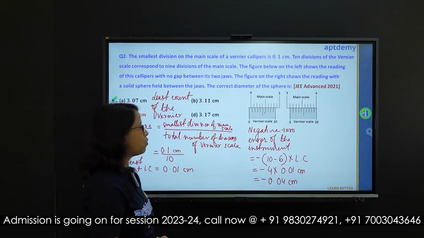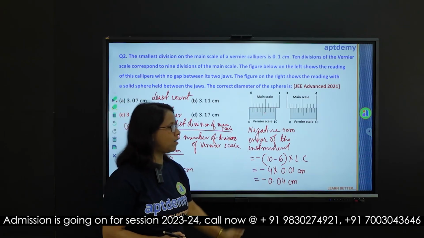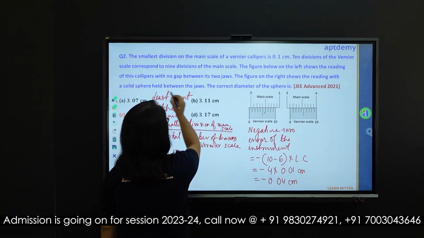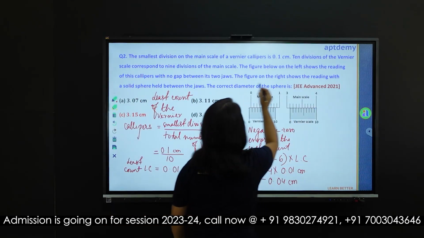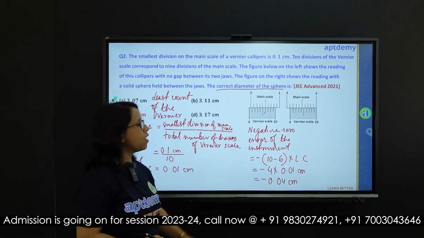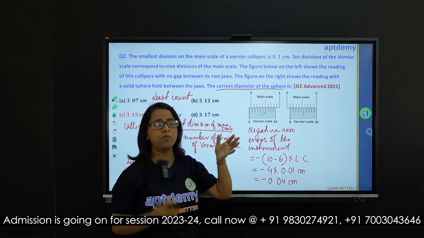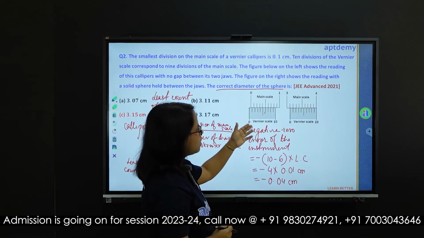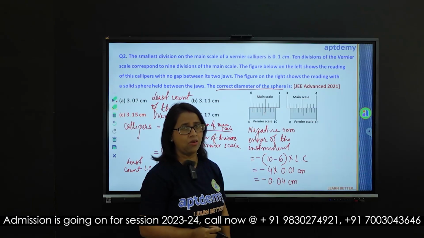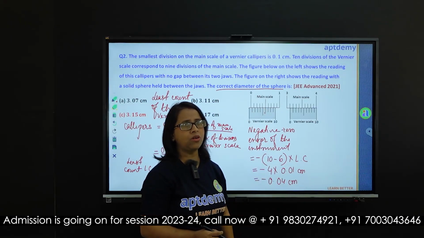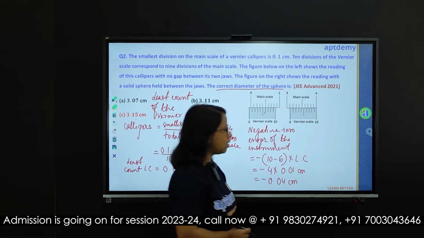So, one part of the question is done. We are done with the negative zero error of the instrument. Now, what have we been asked to find out here? If you take note, we have to find out the correct diameter of the sphere. Now, once we put the sphere in between the two jaws of the vernier calipers, we will see that we have a main scale reading and a vernier scale reading. Now, how do we note down the values of these two readings?